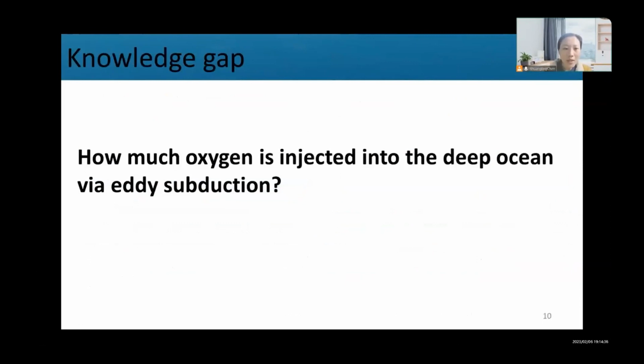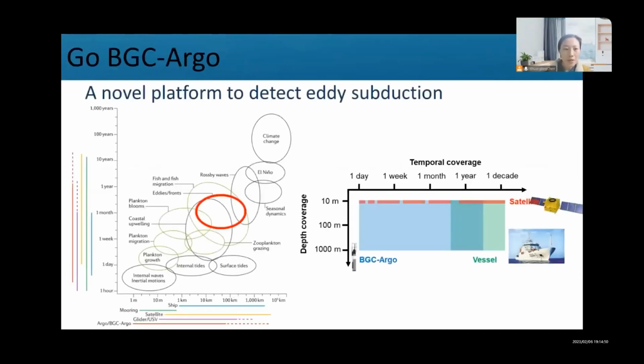However, our knowledge on how much oxygen could be injected into the deep sea is quite limited, and this is our general motivation of this study. So to detect the subduction signals, we need biogeochemical profiling measurements around eddies, which is quite difficult for the traditional platforms. The recent development of the novel BGC Argo platforms really provides a powerful tool for such measurements.